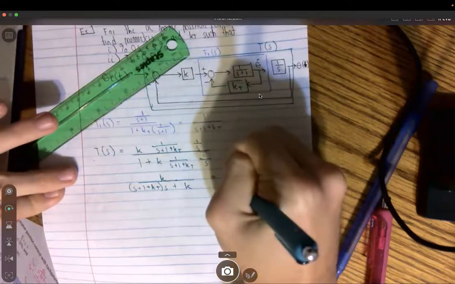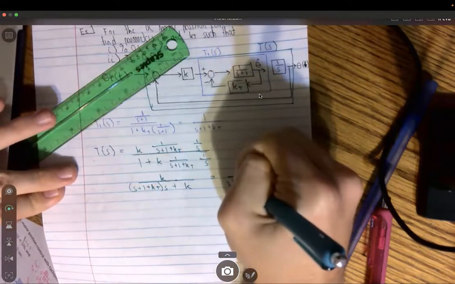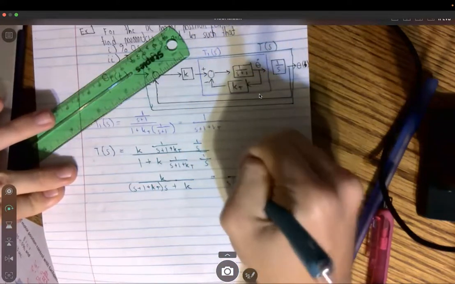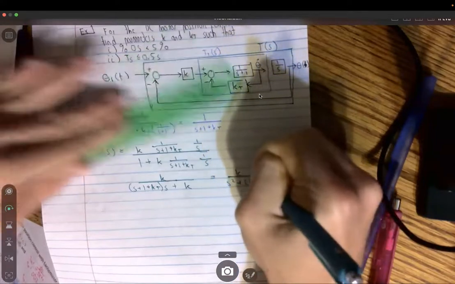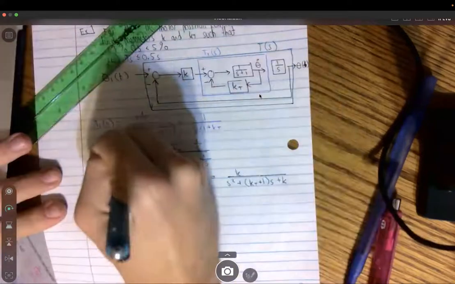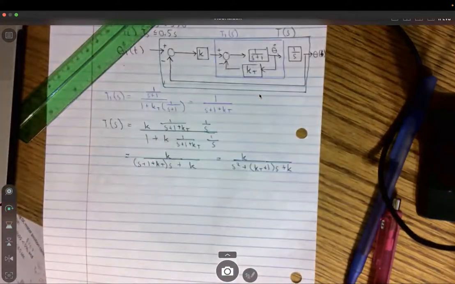And so when we simplify this, we're going to get K over s squared plus KT plus 1 times s plus K. So that's just the simplification of our transfer function.